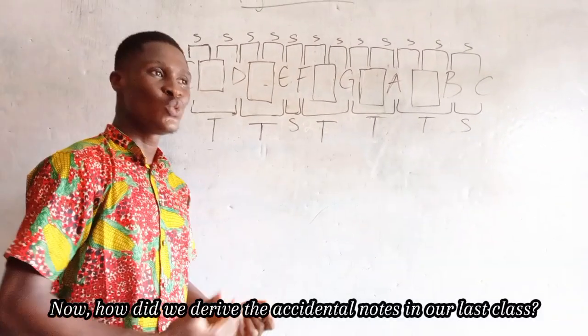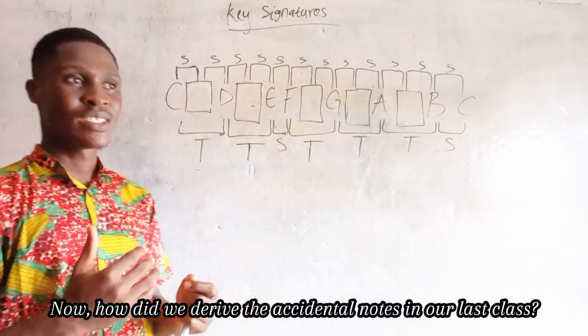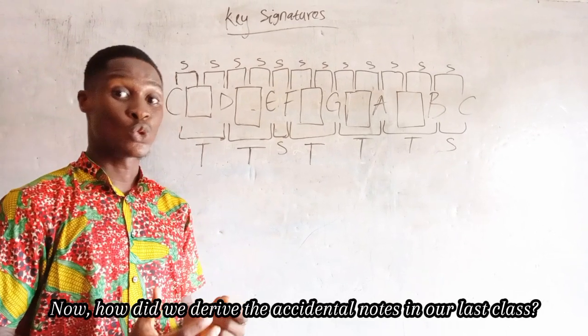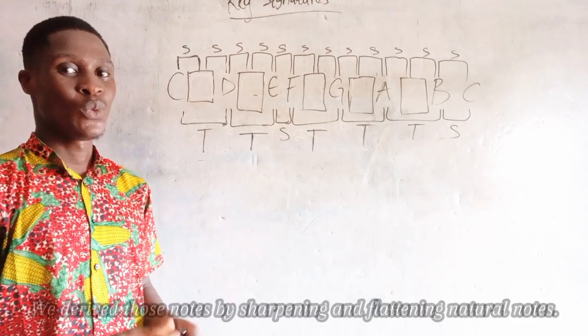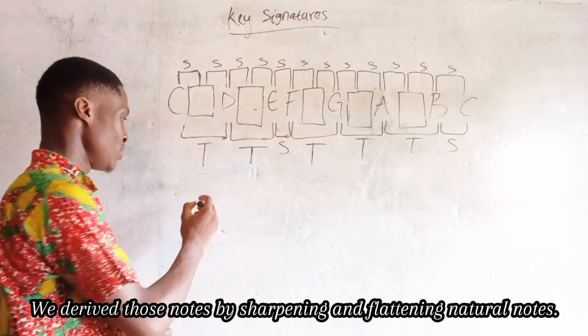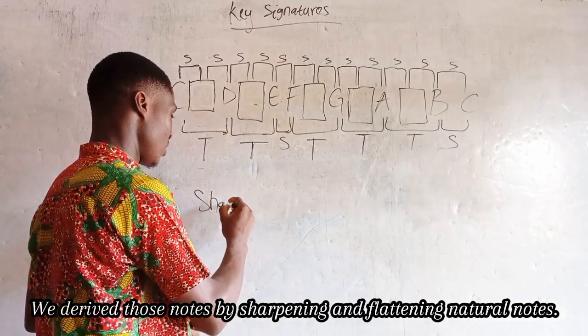Now, how did we derive the accidental notes in our last class? We derived those notes by sharpening.